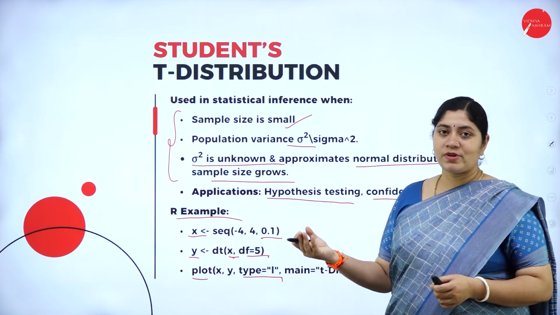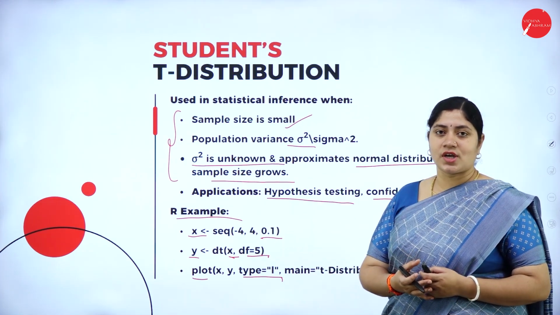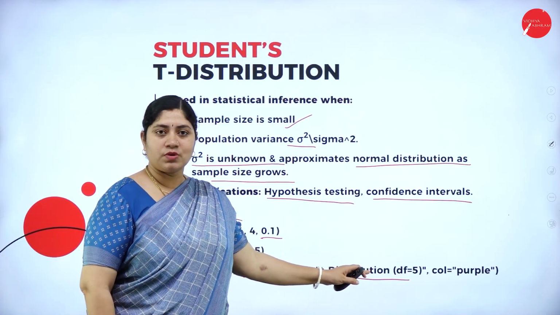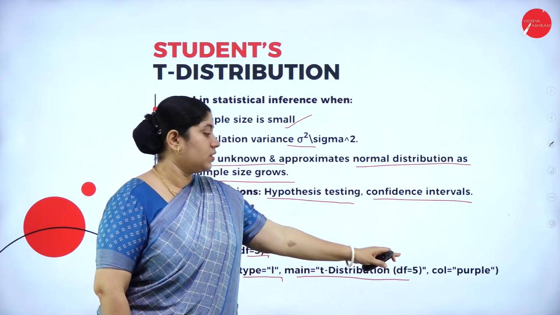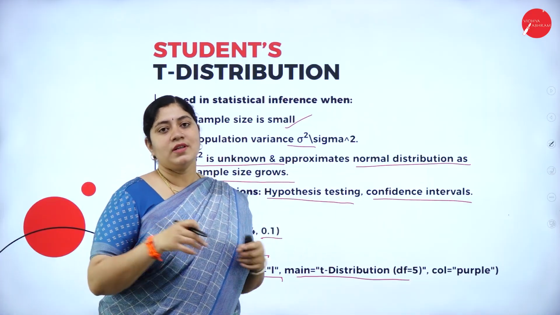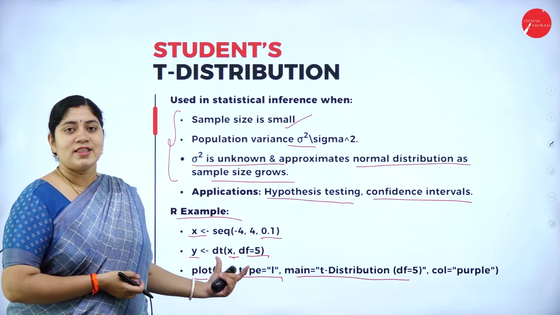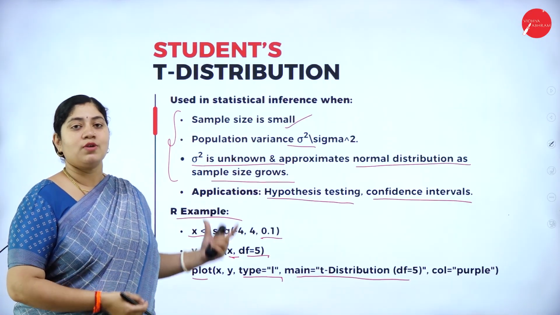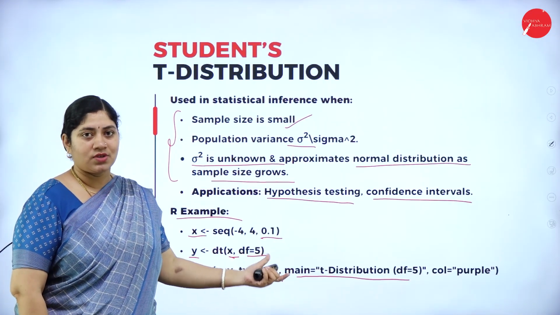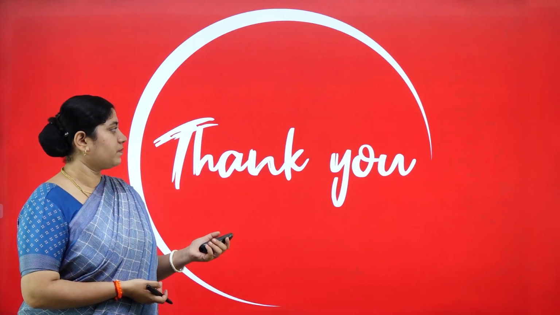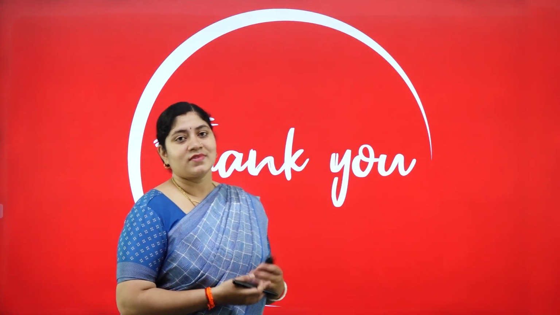So, what does the l represent? It is none other than the line chart. So, the main heading will be t distribution followed by the color of the line. So, this is how we can represent the student's t distribution by using the R syntax. So, this is all about student's t distribution. Yeah. Thank you.